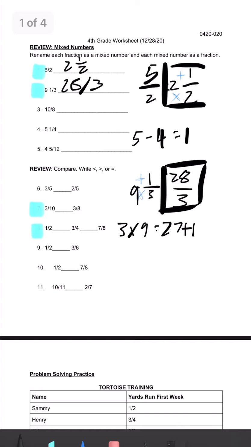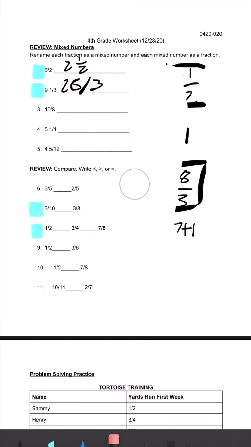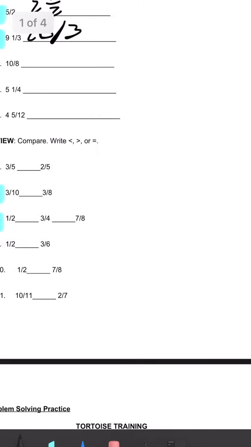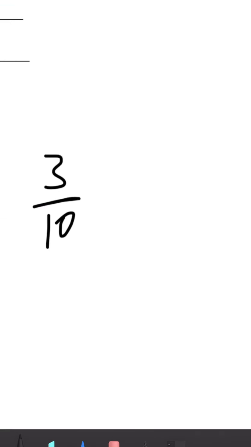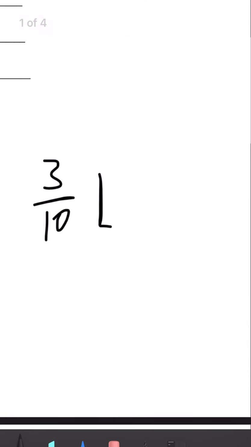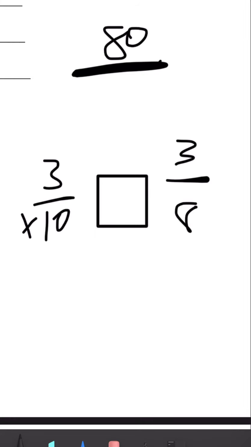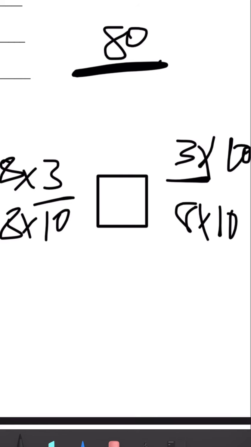Now we'll do number 7. So here we're comparing, writing less than, greater than, or equal to signs. Remember, in order to compare fractions, you need to have a common denominator. So we have 3 over 10 and 3 over 8. In order to make this a common denominator, we can multiply both to get the common number of 80. So we'll multiply this by 8, and whatever you do to the bottom, you must do to the top, and vice versa. So we get 80 and 24.